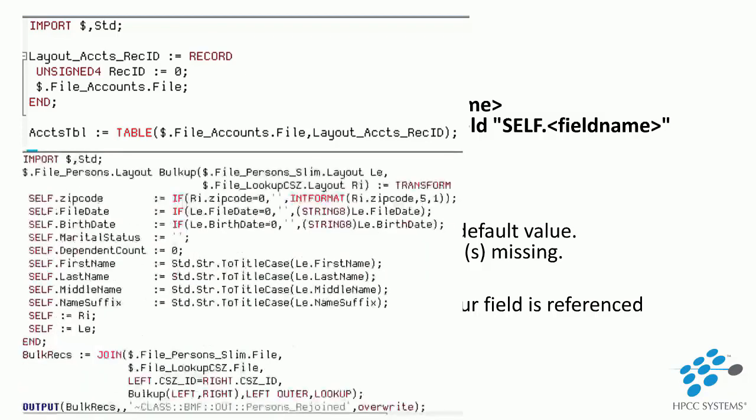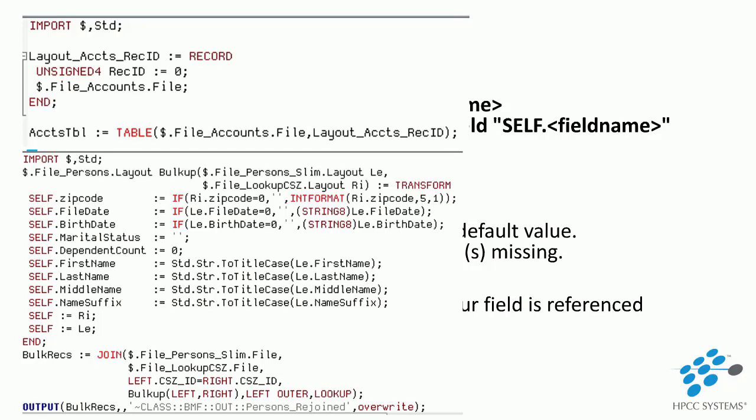Moving on to transforms. Here's an example that we use in class where we've got a left record set from a slim file. We have a right record set from a lookup city state zip, and then we have an output which is rebuilding the record structure together. So in the output, which is this file person's layout, you've got fields that are not part of either the left or the right of the join. So they have to be explicitly referenced inside the transform, like the marital status and the dependent count and so on.